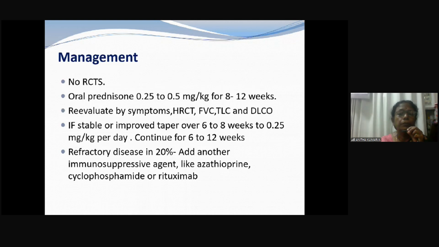Next one. There are no randomized controlled trials for the management of LIPs. Usually they are treated with oral prednisone 0.25 to 0.5 milligram per kg for 8 to 12 weeks. And then the patient is re-evaluated symptom-wise and physiologically. And if there is an improvement or the patient is stable, then you can start tapering to 0.25 milligram per kg, and that is continued for another 6 to 12 weeks. 20% of the cases are refractory, and the immunosuppressive agents like azathioprine, cyclophosphamide or rituximab may have to be given. Next one.